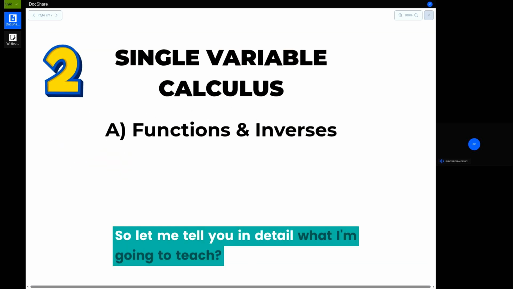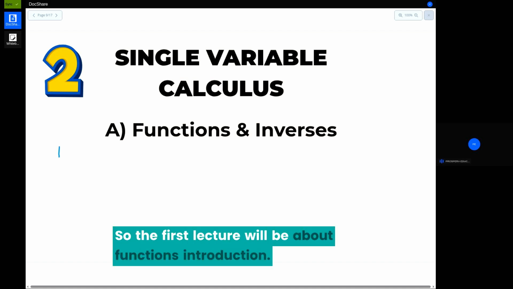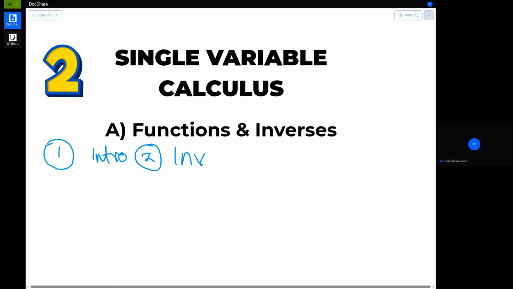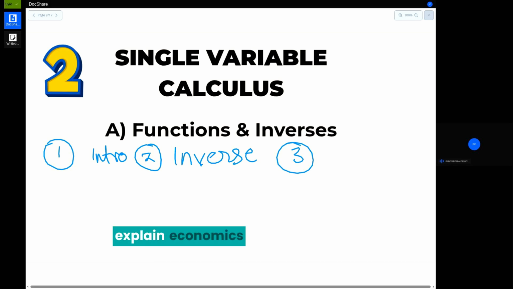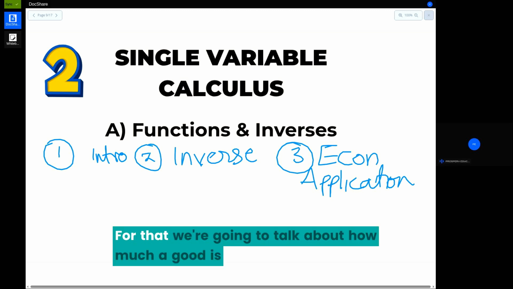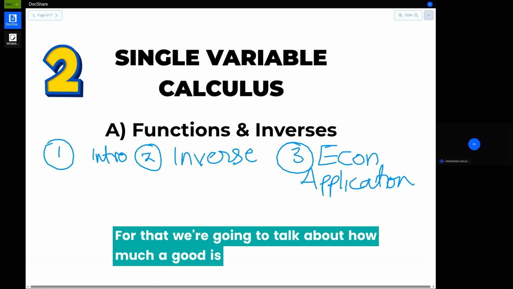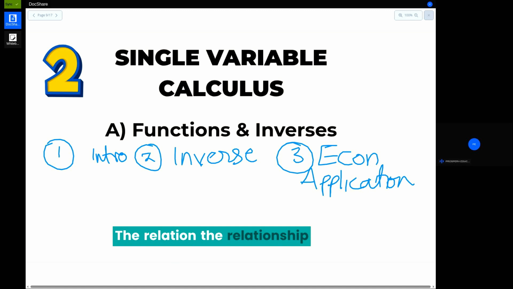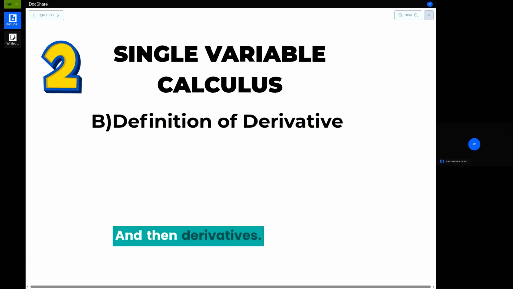So let me tell you in detail what I'm going to teach. The first lecture will be about functions introduction. And the second lecture will be about inverse functions. In the third lecture, I'm going to explain economics applications. Here I'm going to use a demand function, an inverse demand function. For that, we're going to talk about how much a good is determined in a market will depend on its price, right? The relationship between quantity demanded and the price of the good is described by this demand function.